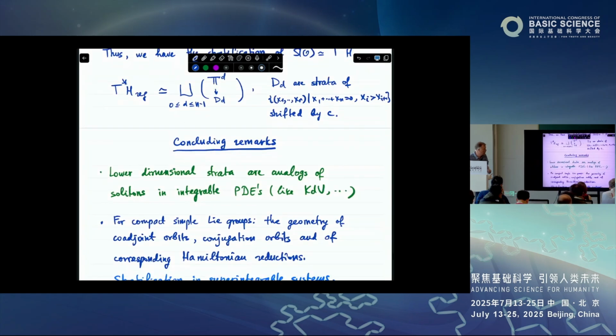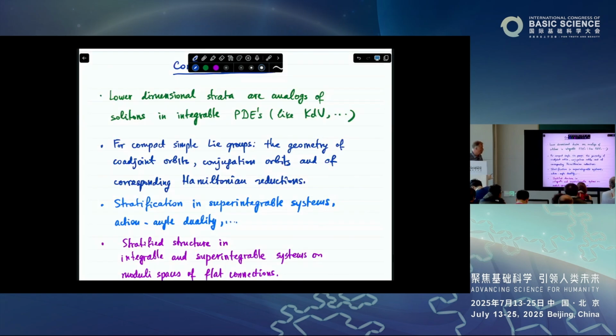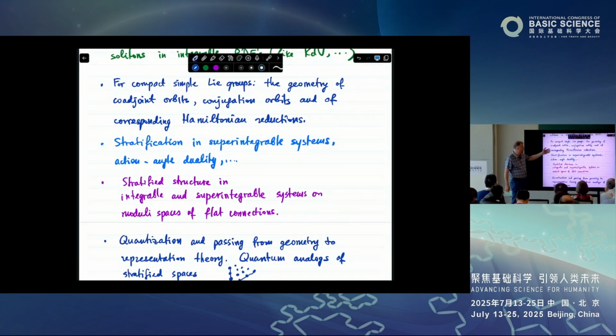So concluding remarks. Yeah, I already said that these are the analogs of solitons in integrable PDEs. So actually, for compact Lie groups, when you start to go into these details, you can see some beautiful features of coadjoint orbits and all these constructions that you can do with coadjoint orbits. Then actually, I didn't find any kind of deep, detailed discussion of such things in the literature.